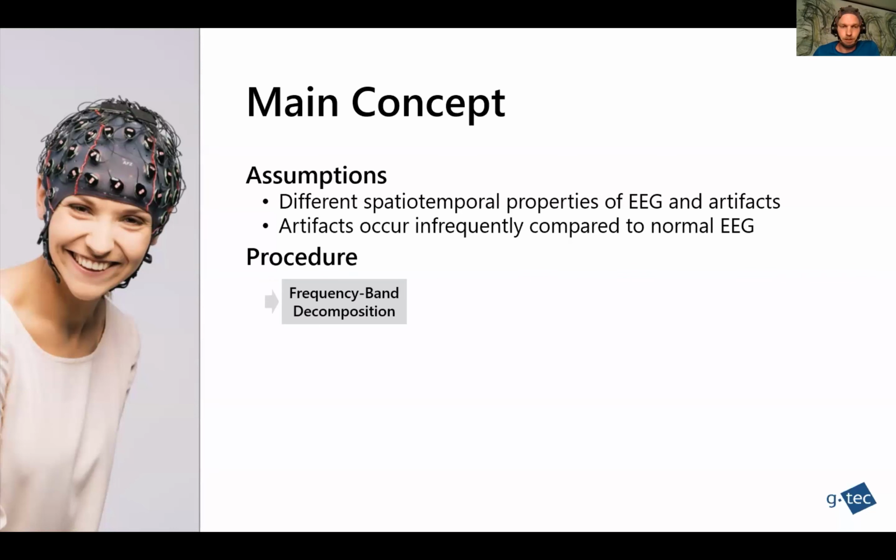All right. So in very rough terms, the procedure of OSCAR is that we're going into different frequency bands. So there is a frequency band decomposition going on.